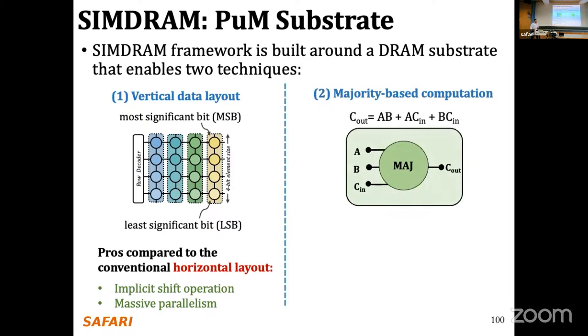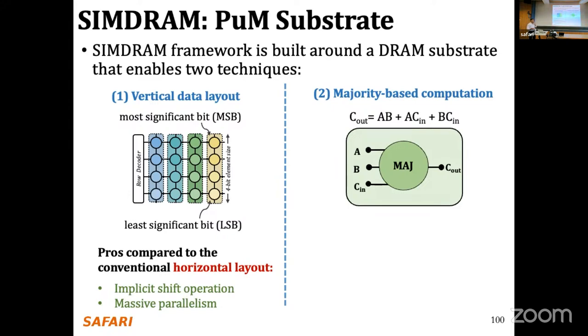And another thing is that we are not going to use the AND, OR, and NOT operations that Ambit proposed for computation. Because when I showed the triple row activation in Ambit, what was actually being performed was a majority between the three rows that were being simultaneously activated, right? And by using majority-based computation instead of AND and OR-based computation, we can optimize a lot of the logic.